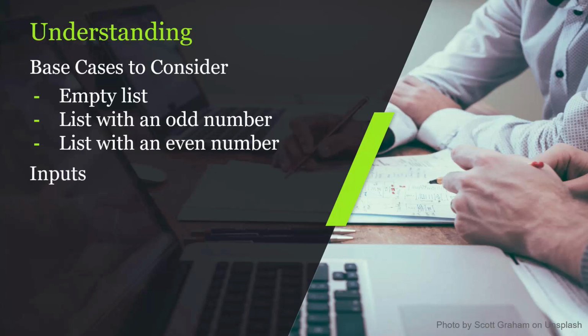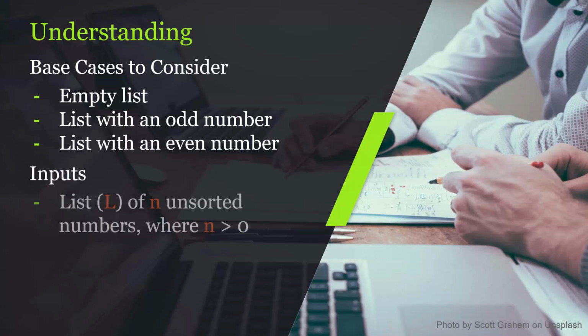Well, let's say that our inputs can be a list of n unsorted numbers where n is greater than 0. So let's take our inputs that we've decided on. We're making an assumption that we have at least one element in the list, where n is greater than 0. So if we go back and look at our base cases, we see that the empty list is no longer an option because of our assumption of n greater than 0. So when we develop the steps of our algorithm, we don't have to worry about the empty list case. We've checked that one off.